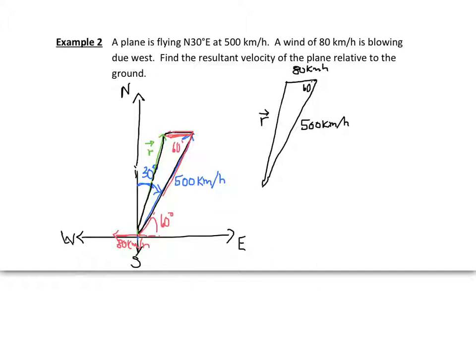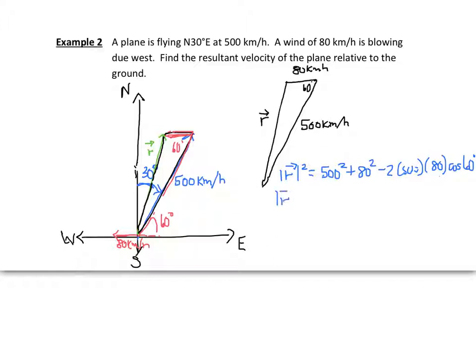Okay, so once again, this is a cosine law situation where we have two sides in the contained angle, and we're looking for the measure of the third side. So we would say the magnitude of the resultant squared is equal to 500 squared plus 80 squared minus 2 times 500 times 80. Whoops, that's supposed to say 80. Times the cosine of 60 degrees.